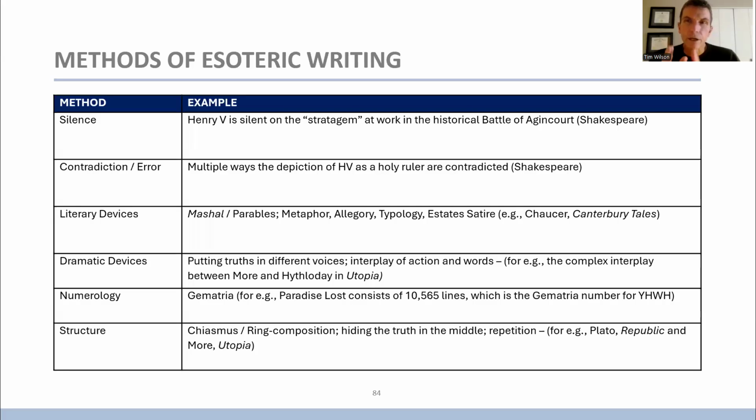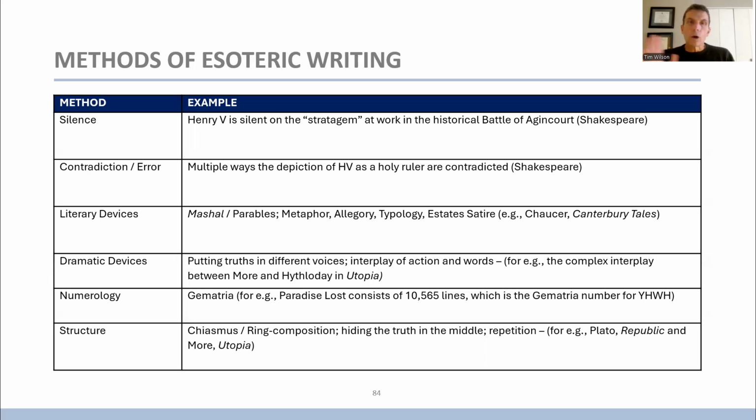So obvious silences. An example from some of the works we'll be studying in the course: Shakespeare's Henry V is silent on the actual military strategy that was used in the historical Battle of Agincourt. And I think that might point to certain exaggerations on the religious side. Maybe there are contradictions or errors, obvious contradictions, obvious errors. So again, from Henry V, there are multiple ways in which the depiction of Henry V as a holy ruler is contradicted by Shakespeare.